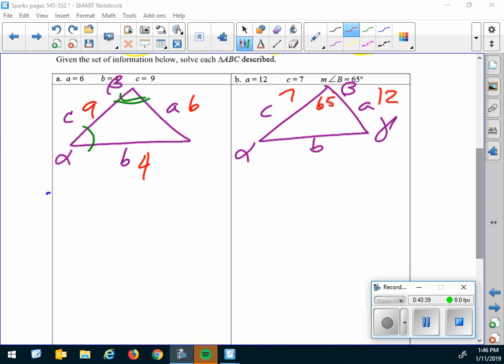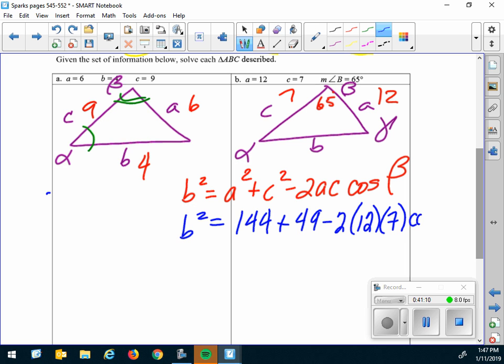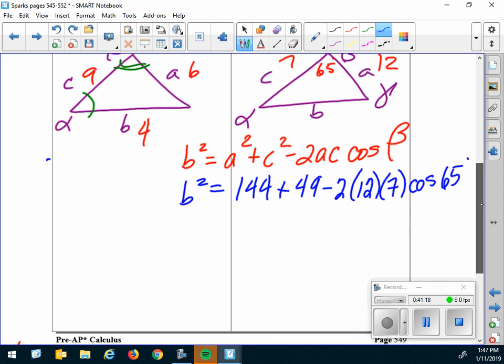Now, there's one of them that I'm going to have to use, the one with B in it, with beta in it. So here we go. B squared equals A squared plus C squared minus 2AC cosine beta. Plug and chug. B squared equals A squared plus C squared minus 2 times A times C times cosine of 65 degrees. Folks, you can just put it all in your calculator just like that.